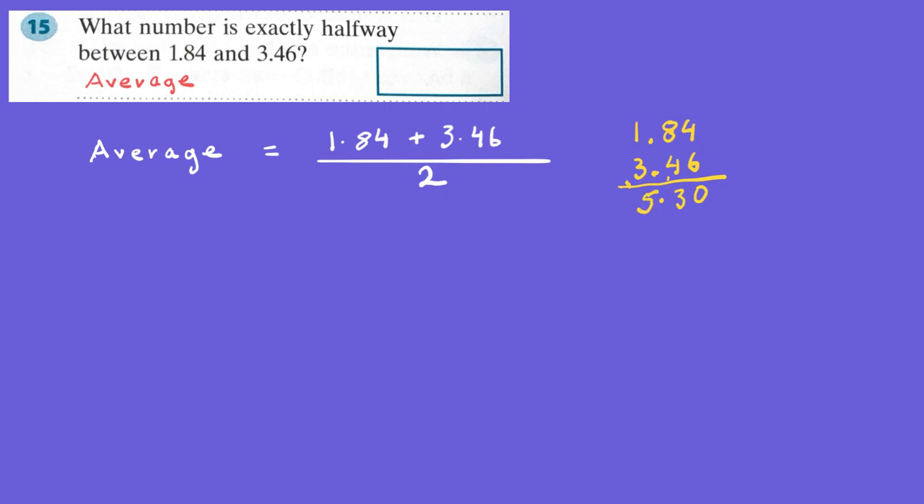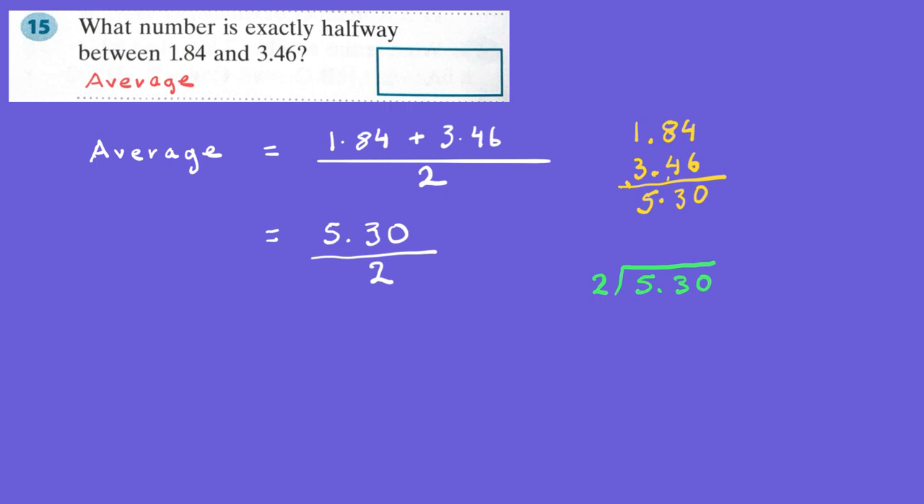So we get 530. And so this is going to be 5.30, and we're dividing it by 2. And again, we don't have the calculator, so we'll have to do that long division. Put 530, and we divide it into 2.